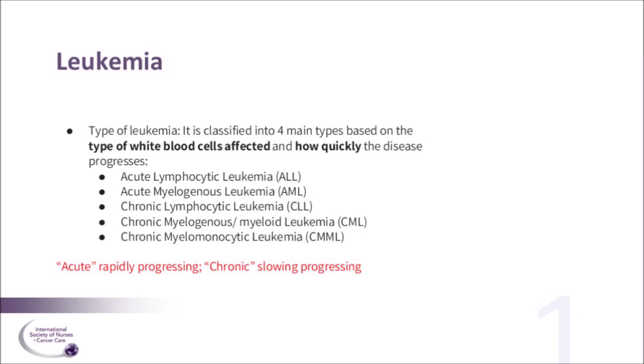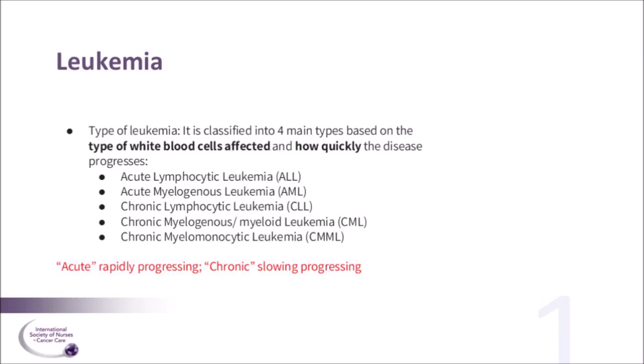Acute lymphocytic leukemia, ALL, is the most common type of leukemia in children, teens and young adults up to age 39. ALL can affect adults of any age. Acute myelogenous leukemia, AML, is the most common type of acute leukemia in adults. It's more common in older adults, those over 65. AML also occurs in children.